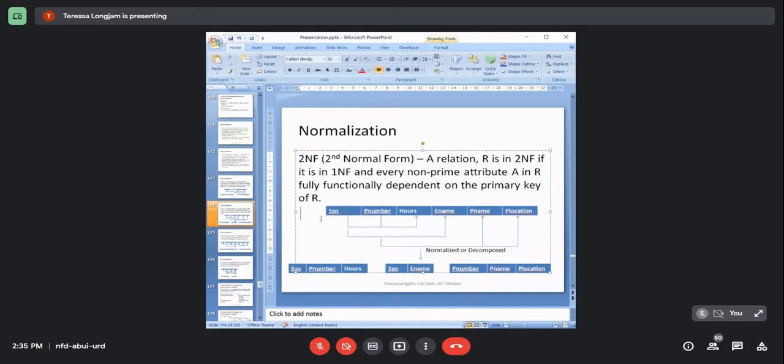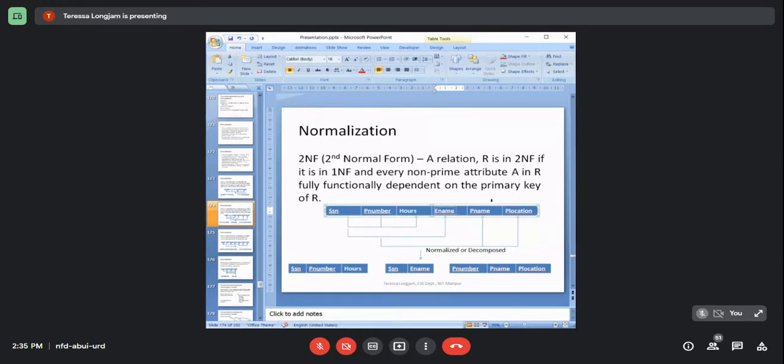So there are these two partial dependencies, isn't it? According to these two partial dependencies, we will create two different relations. The first relation will contain the ename, which is the attribute partially depending on the key, along with the attribute on which this particular attribute is depending.